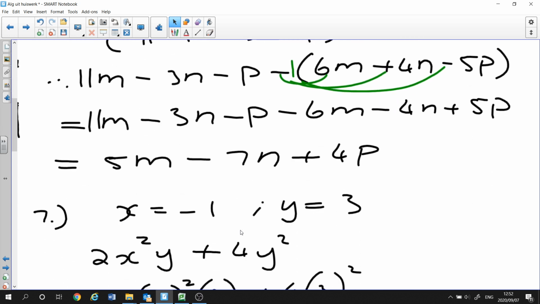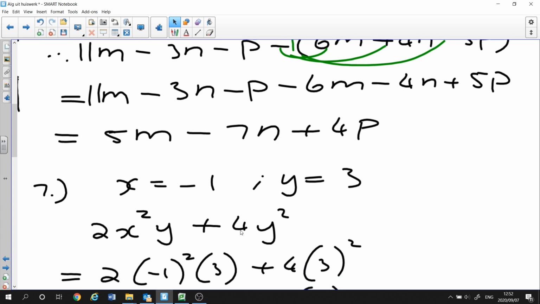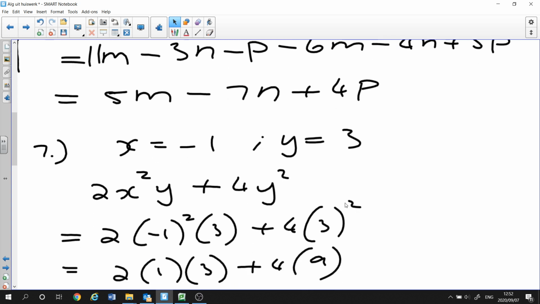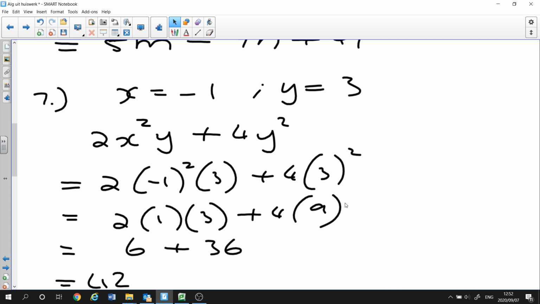Right, number 7, they use substitution. So x is negative 1, y is 3. In 2x squared y plus 4y squared. So everywhere where there's an x, I sub it with negative 1, and everywhere there's a y, I sub it with 3. So there's my negative 1 in the place of x. There's my 3 in the place of y. And there's my 3 in the place of y.